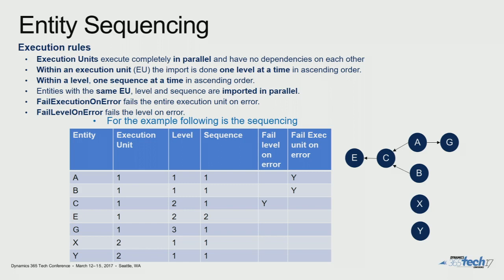Similarly, for C here, I'm saying that if C fails, then only this level fails. If you notice E, it's at the same level as C. So if C fails, DIXF will not execute E.